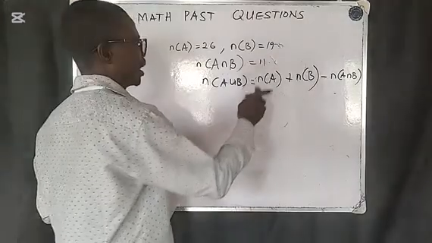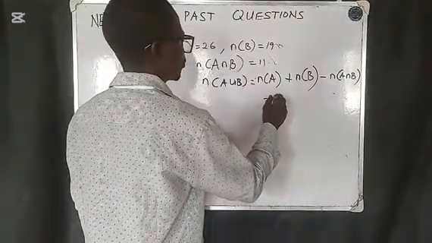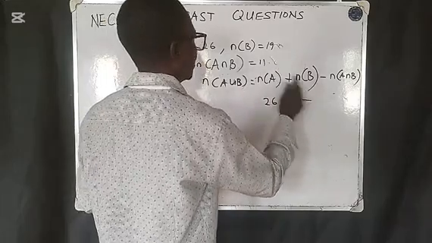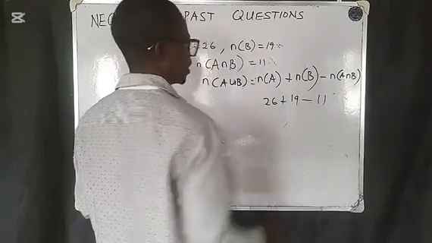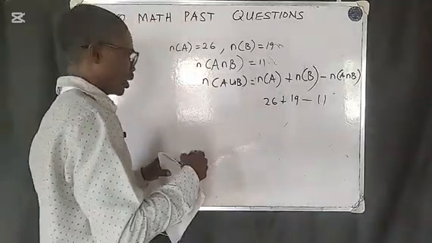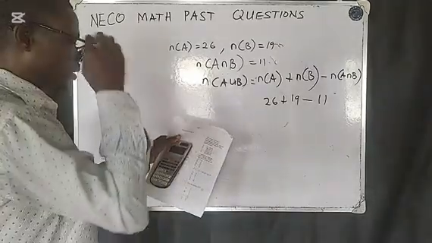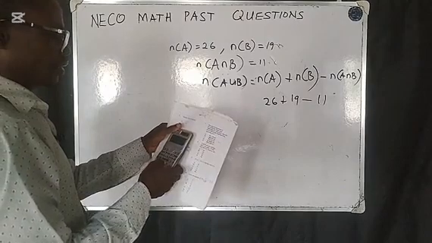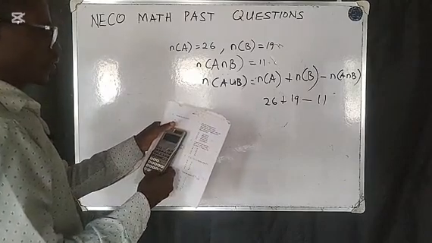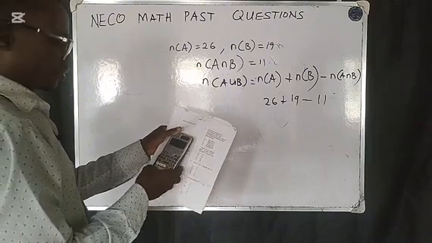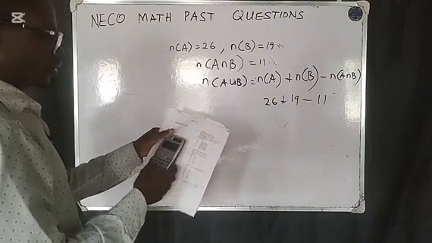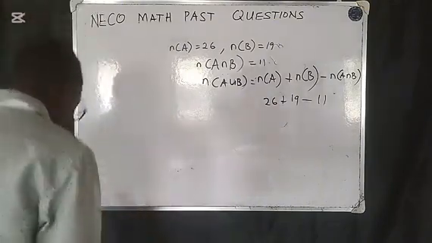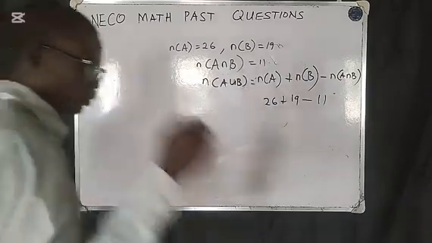So what this one means is 26 plus 19 minus the intercept. This will give us our answer. So let's do the math. 26 plus 19 equals minus 11. So our answer is going to be 34. That is option B. So we move to the next question.